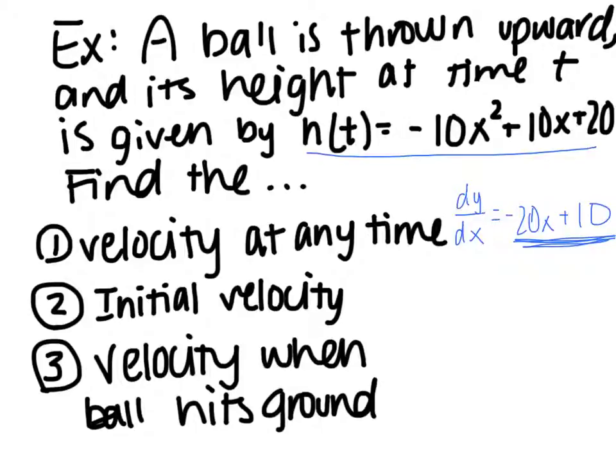And then the initial velocity is when time equals 0. Oh, I should have made these x's t's up here. That's why this is confusing. So this is a t, and this is a t. So this would be negative 20t plus 10. And so now when t equals 0, at the initial time, the initial velocity would just be negative 20 times 0 plus 10, which is 10.